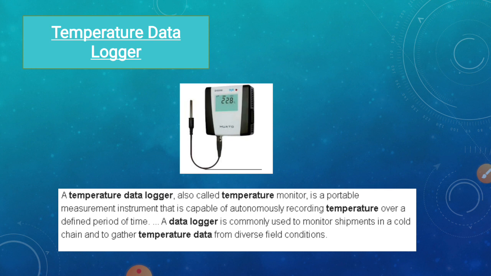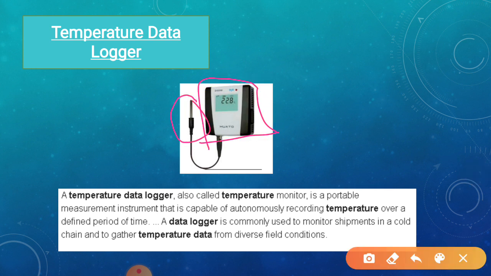Next is the temperature data logger. Here a digital device is connected with a temperature sensor. You could dip this sensor into a solution of which you need to measure the temperature. If there is a system in which temperature is regularly changing, you could use a temperature data logger because it has a temperature sensor which digitally represents the temperature of that solution.